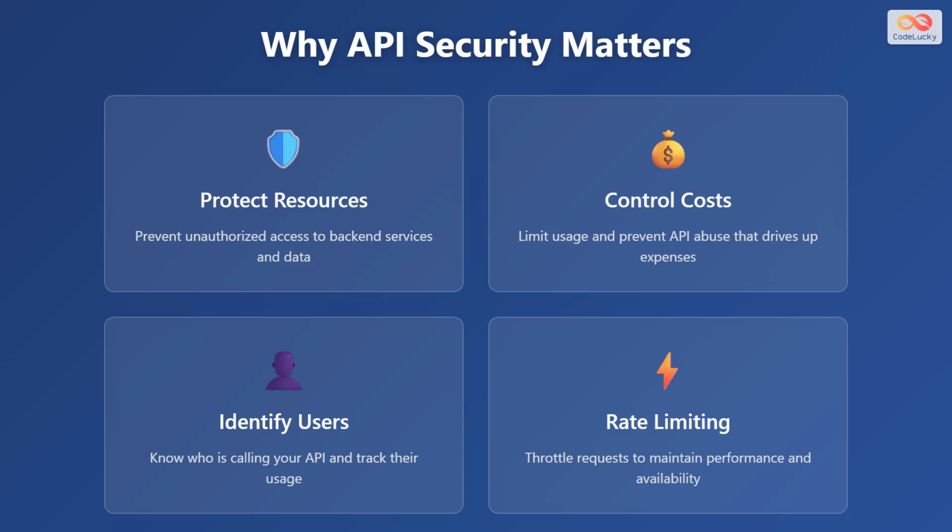Before diving into the technical details, let's understand why API security is so important. First, you need to protect your resources from unauthorized access to backend services and sensitive data. Second, controlling costs is crucial because uncontrolled API usage can drive up your AWS expenses significantly. Third, identifying users allows you to know exactly who is calling your API and track their behavior. Finally, rate limiting helps you throttle requests to maintain performance and availability, preventing your system from being overwhelmed by too many requests.